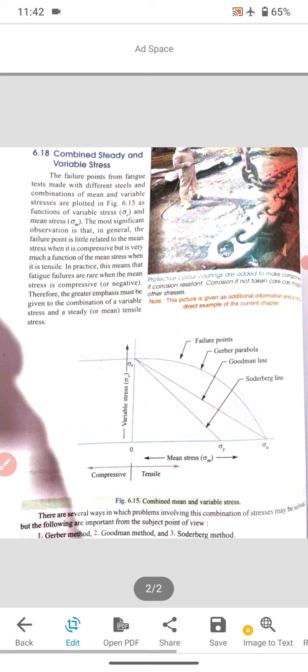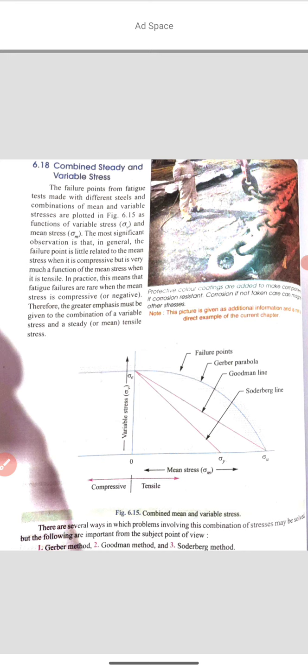Now, coming to the point, three scientists: Gerber, Goodman and Soderbergh, the three famous scientists. You may see Soderbergh in some of the other theories also. These scientists started studying the machine and applying variable as well as mean stress on the machine component.